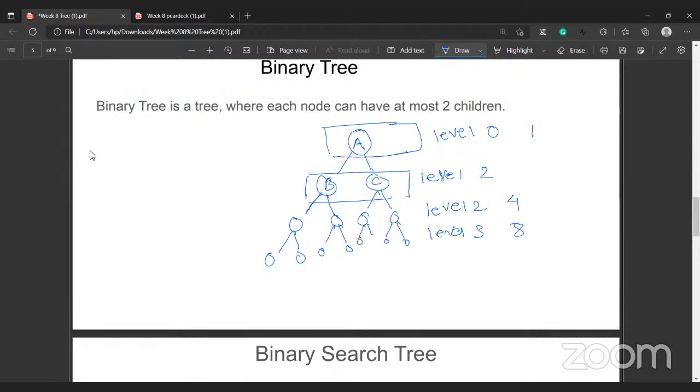So there is one important point. The maximum number of nodes is 2 to the power 3, which is 8. This is L, level, sorry.